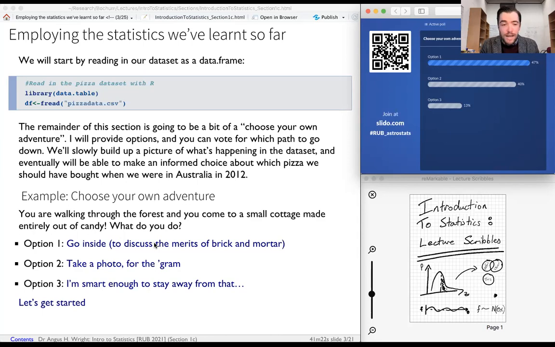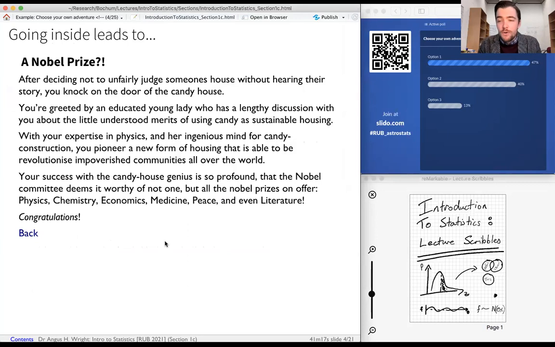And I'm very, very happy to see that option because it demonstrates that none of you are unfairly judging somebody based on their housing, which I think is the right attitude to have in 2021, really. And lo and behold, going inside leads to winning a Nobel Prize. Very unusual. So it says, after not deciding to unfairly judge somebody's house based on just the house itself, you're greeted by an educated lady who has a very lengthy discussion with you about the little understood merits of using candy for sustainable housing.